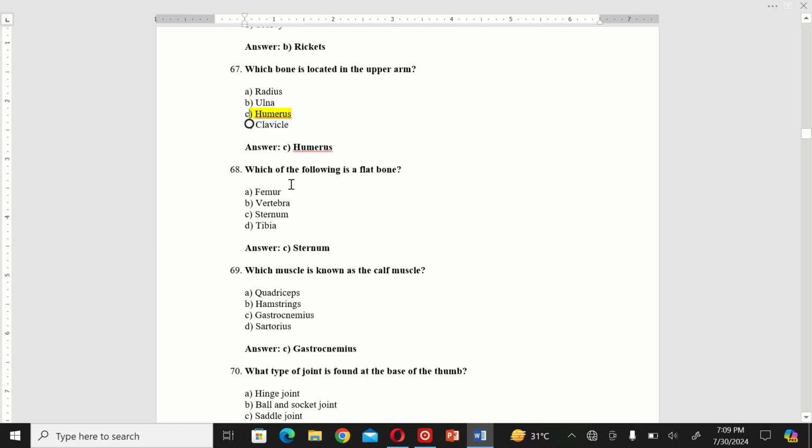The next MCQ is which of the following is a flat bone? A. Femur, B. Vertebrae, C. Sternum, and D. Tibia. So the correct option is C.